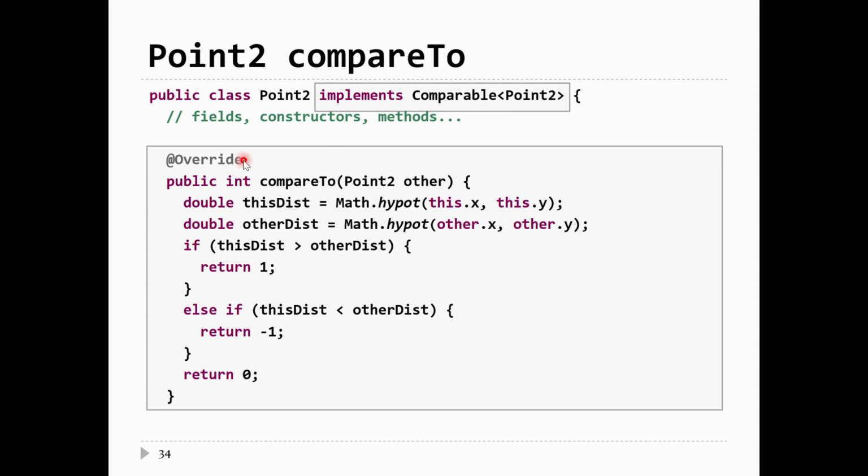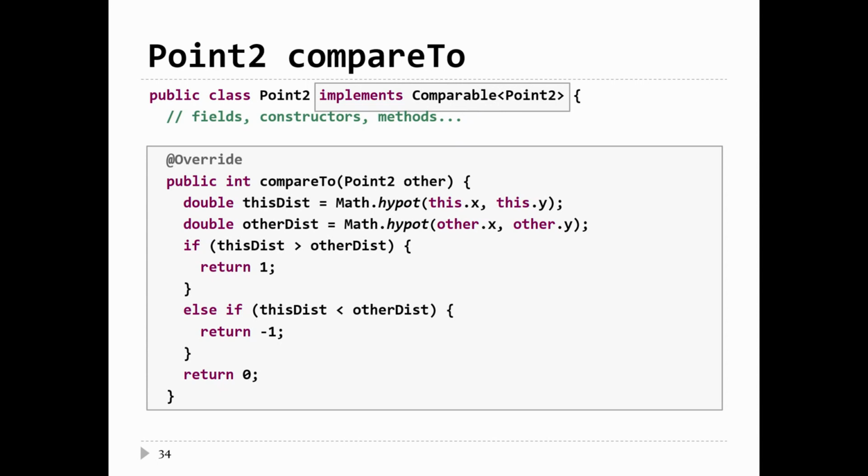I'm replacing a method that's declared in this interface, so I can add the @Override tag here. Adding the @Override tag will force the compiler to test: is this the correct method? Is it public? Is it int? Is it compareTo? Does that method exist in that interface?